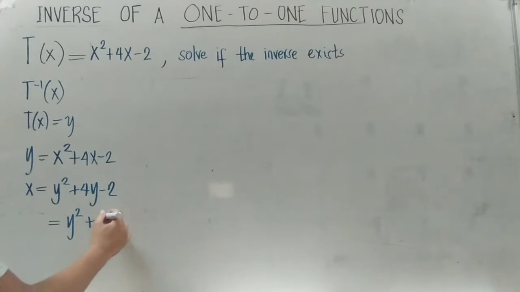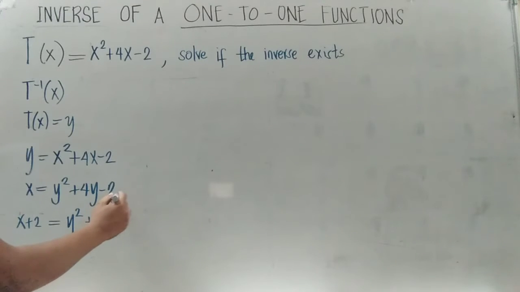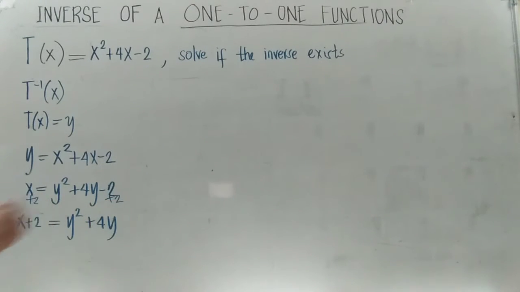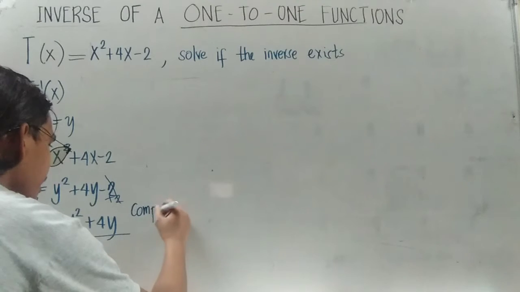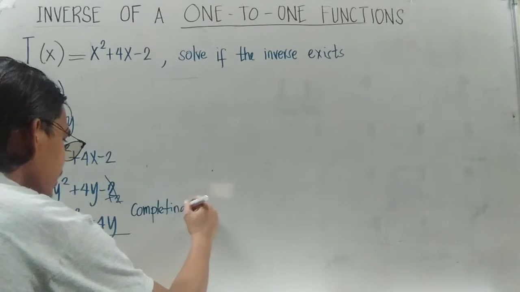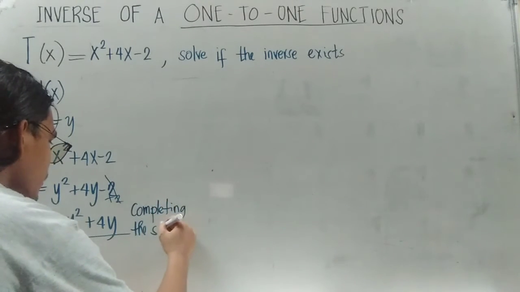So we have y squared plus 4y, and this minus 2 will become x plus 2 on the other side using the addition property of equality. So minus 2 will be eliminated because we added 2, and of course if we added 2 on one side, we will add 2 on the other side. Again, your equal symbol denotes balance. So we have this form.